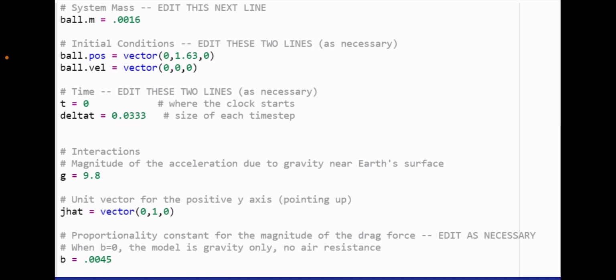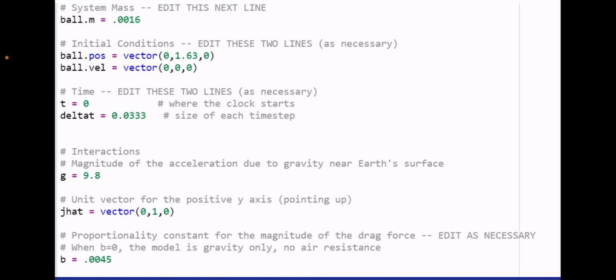We decided to do our delta t in 0.0333 increments of seconds because that's how the position on the trackers were working. So g is 9.8 meters per second squared, and j-hat is j-hat. It's the vector 0, 1, 0.